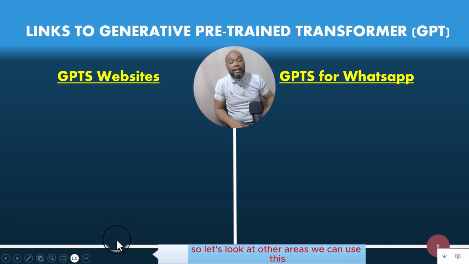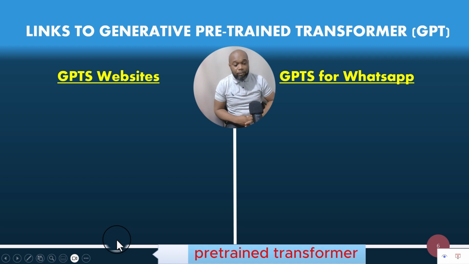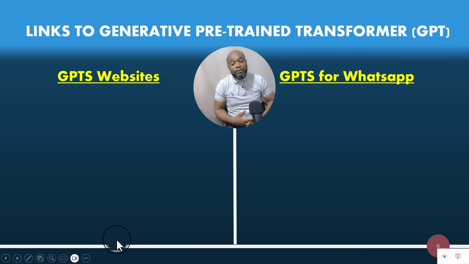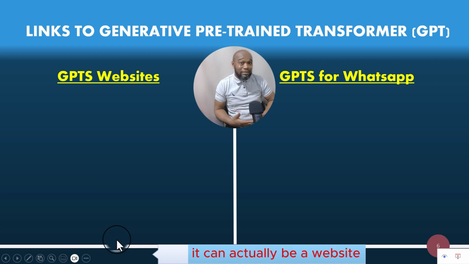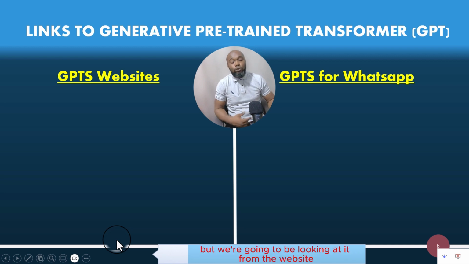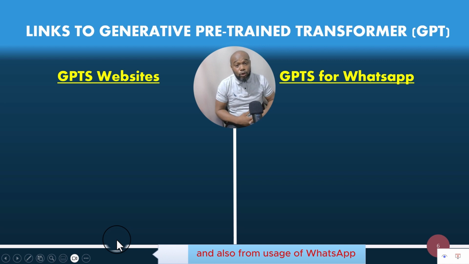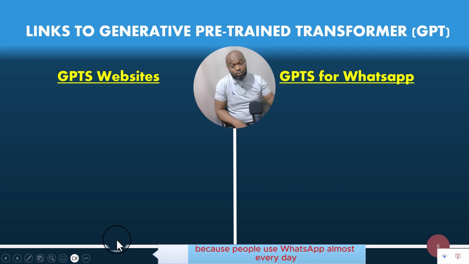So let's look at other areas we can use this pre-trained transformer. Like I told you, GPT simply means generative pre-trained transformer. So it appears in different platforms. It can be on WhatsApp, it can be on Telegram, it can actually be a website, it can also be an app, an Android app or your Apple app. But we're going to be looking at it from the website perspective and also from usage of WhatsApp, because people use WhatsApp almost every day. So we'll look at options you have for WhatsApp.